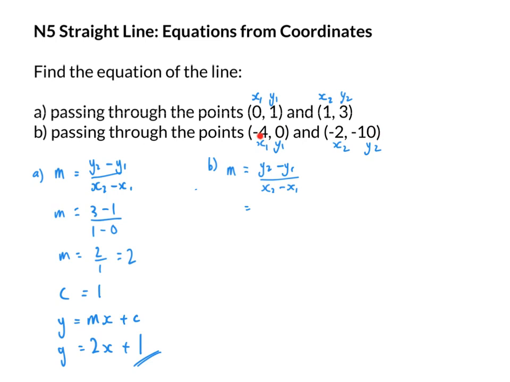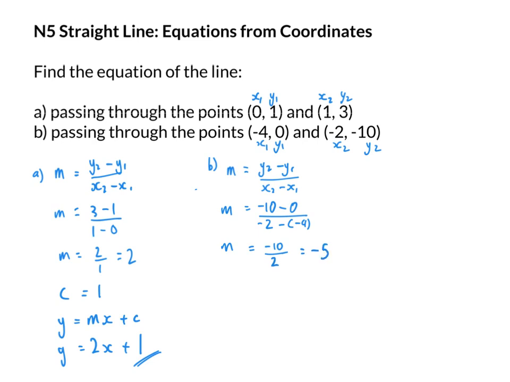I'm going to need to take care with these three negatives. So I've got negative 10 minus 0, and I've got negative 2 minus negative 4. So my gradient: negative 10 minus 0 will give me negative 10 on the top. Negative 2 minus negative 4, well, this is the same as adding positive 4 here. So minus 2 add positive 4 will take me to positive 2. Negative 10 divided by 2 gives me a gradient of negative 5.